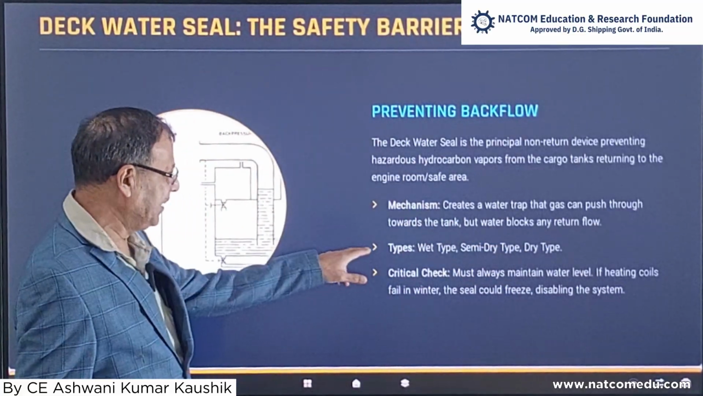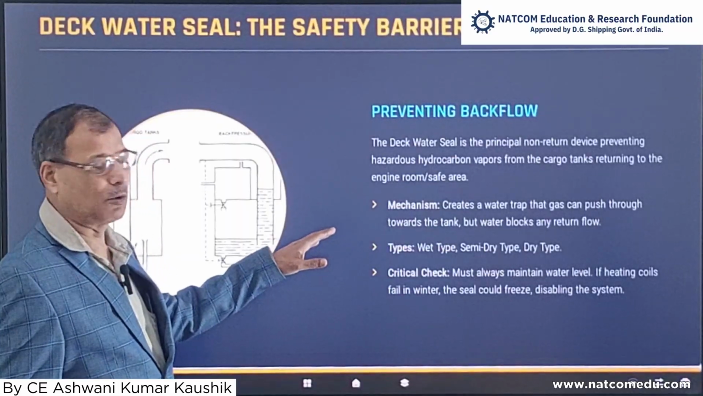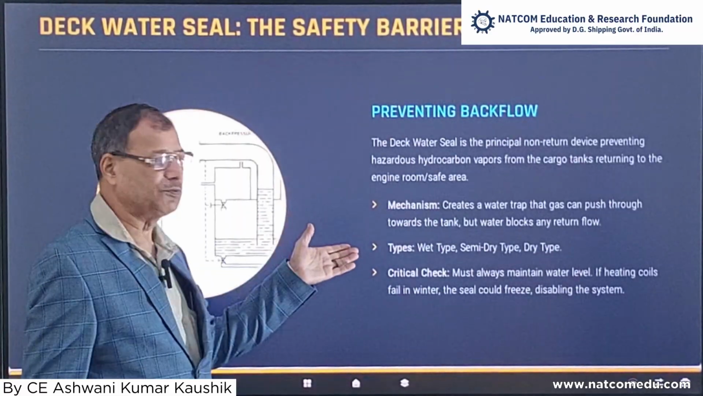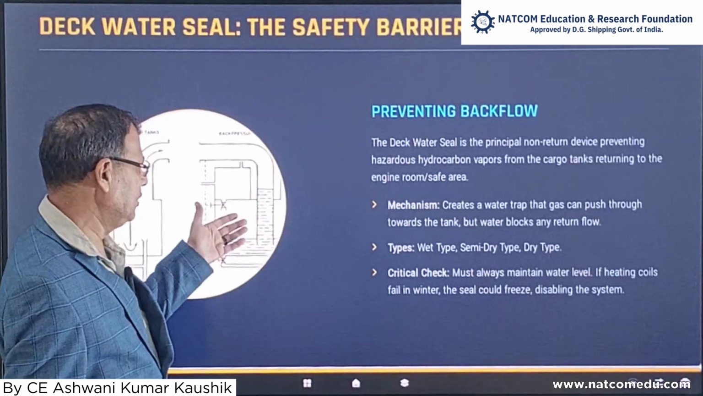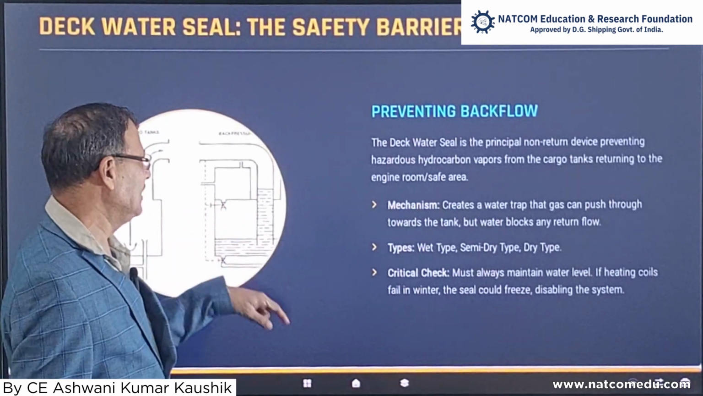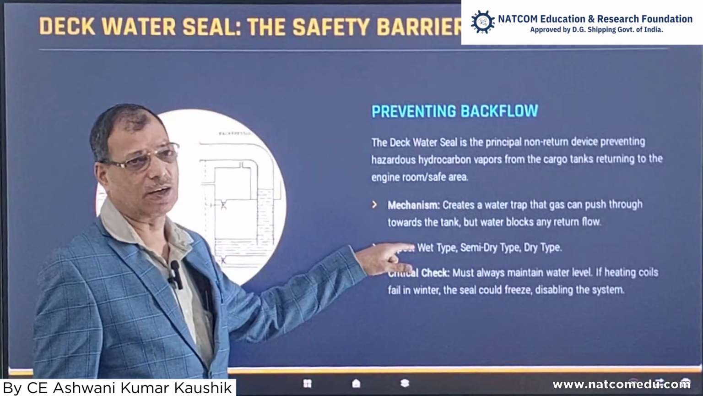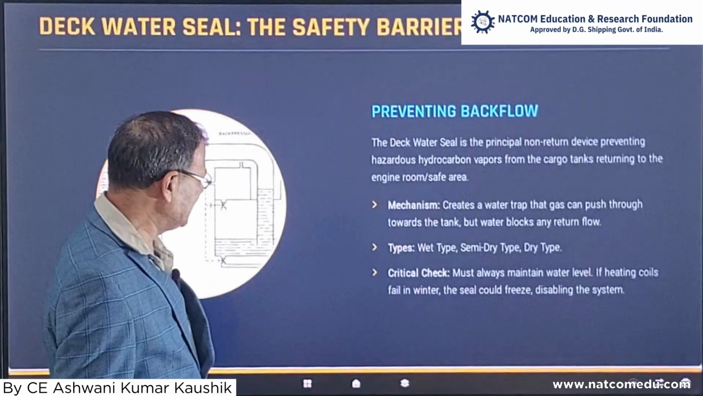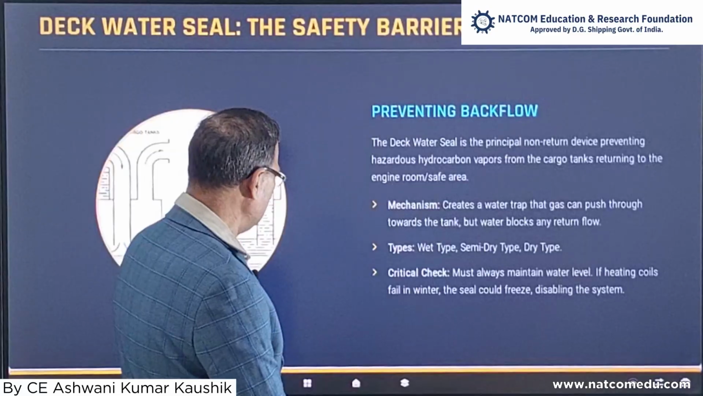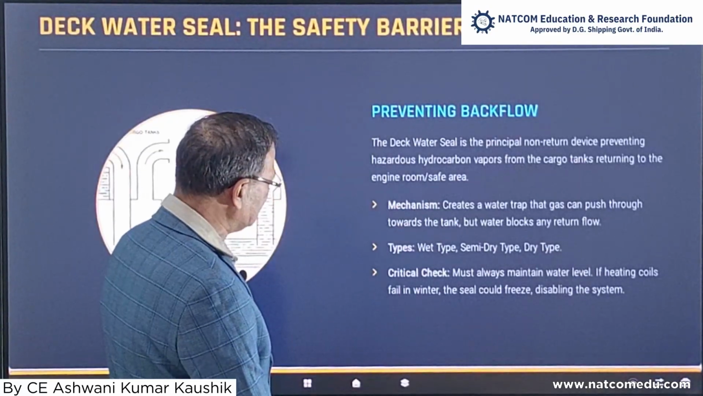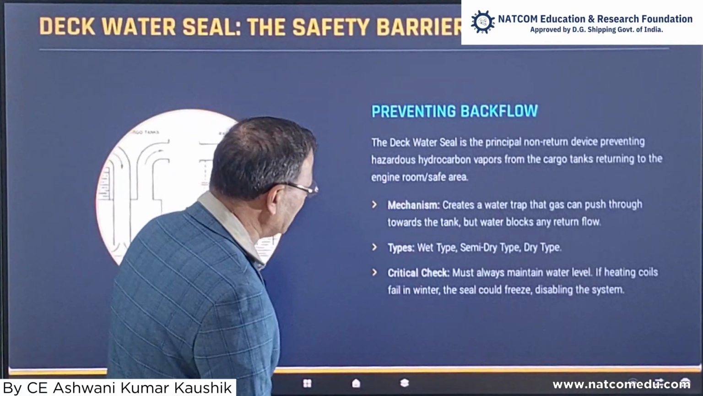There are three types of deck seal available on board, but it depends on what the owners install. Normally on board you will get a wet type deck seal, and the water flows continuously, and that is the critical check. You must always maintain the water level. If the heating coil fails in winter, the seal could freeze, disabling the system.